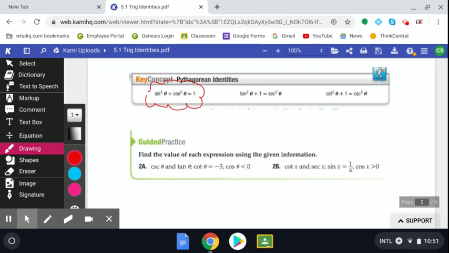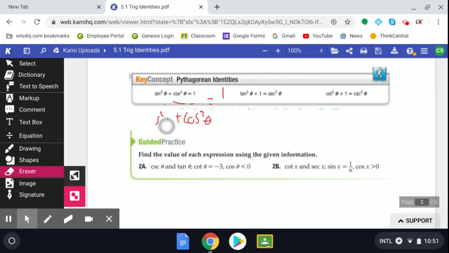To get the second one, I divided everything by cosine squared theta. So if you divide each term by cosine squared theta, you get that over that plus that over that equals 1. Let me write it better. Sorry, guys. I'll write over here and then I'll erase it.